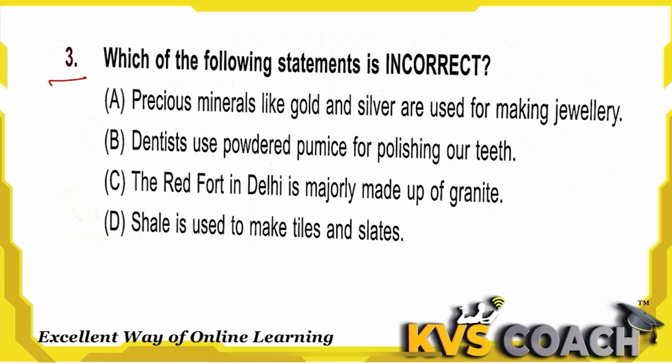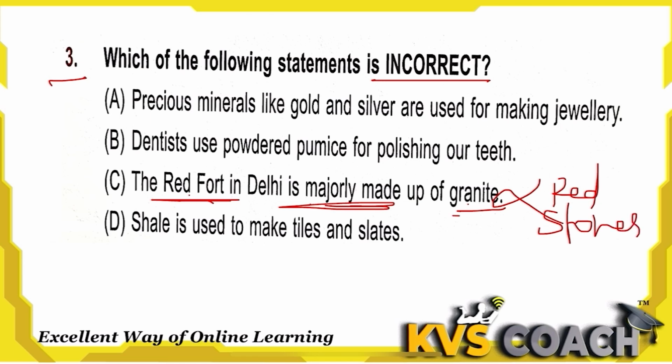Question 3 is, which of the following statement is incorrect? Option A, precious mineral like gold and silver are used for making jewelry. Option B, dentists use powdered pumice for polishing our teeth. Option C, Red Fort in Delhi is majorly made up of granite. This is incorrect actually. If you have seen the Red Fort, it is mostly made of red stones, not granite. Okay, so this is incorrect statement. Shale is used to make tiles and slates. This is also right. It means incorrect is option C only.